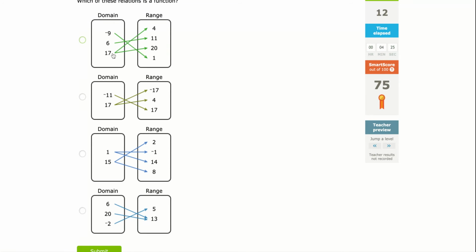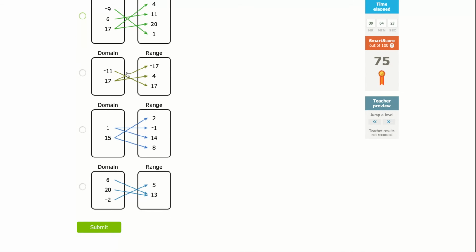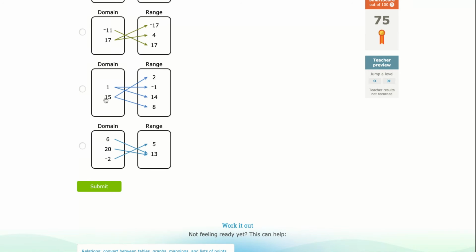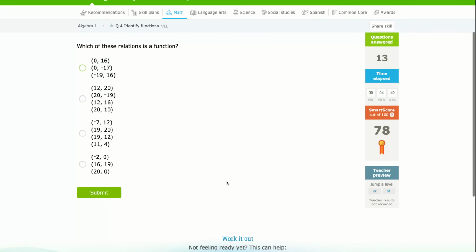See this 17 down here, it goes out to two different y values, that's not a function. This 17 goes out to 2. This 17 branches out. We cannot have any branching away, 2 branches going from an x. This one is the only one that's a function because each input has only one arrow going away.